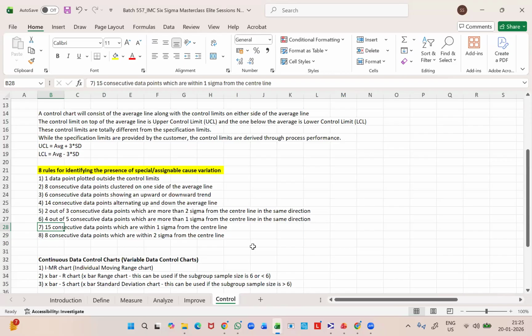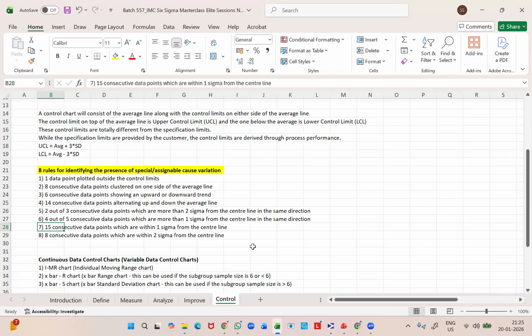But if you are constructing a discrete data control chart, we will have only the first 4 rules applicable for the same, right? And in fact, the first 4 rules we can visually observe and then find out if the process is influenced by any special or assignable cause variation, right?